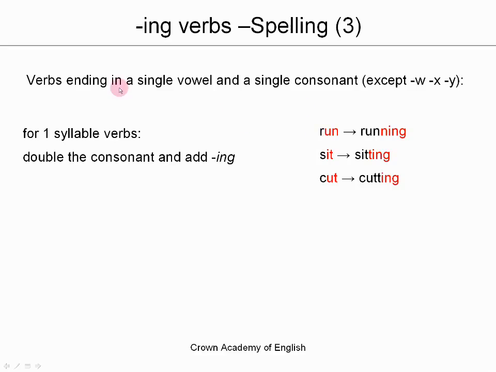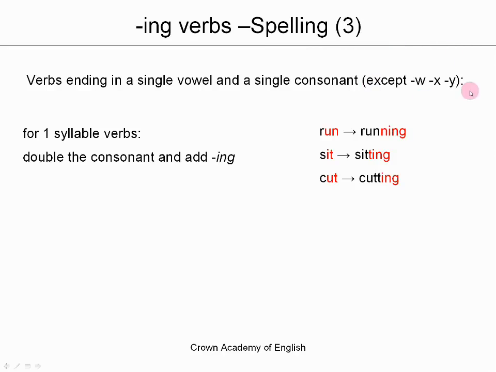So here we say verbs ending in a single vowel. Well, here the single vowel is the letter U, there's just one vowel at the end, and a single consonant is the letter N, and it isn't a letter W, X or Y, so we follow this rule here. So we double the letter N and we add ing.